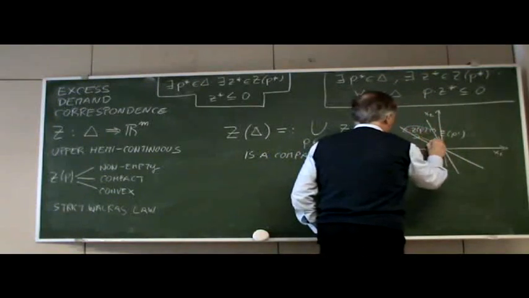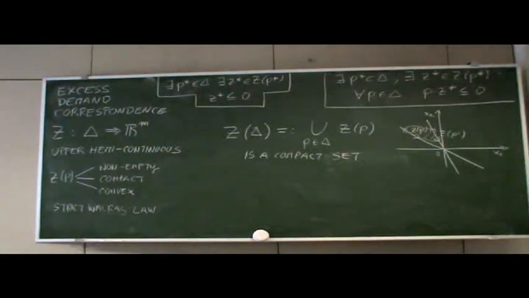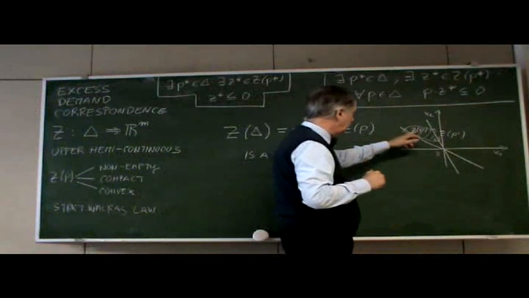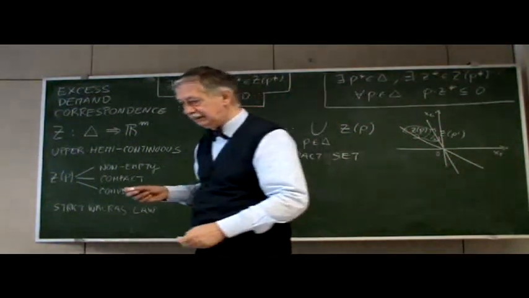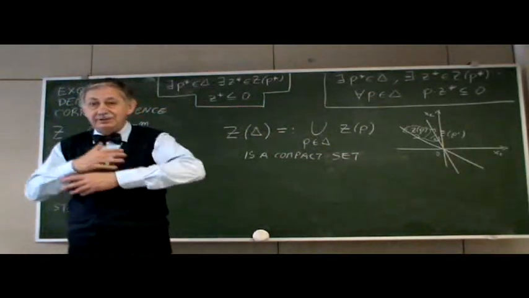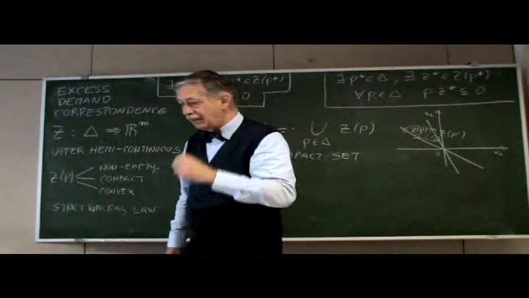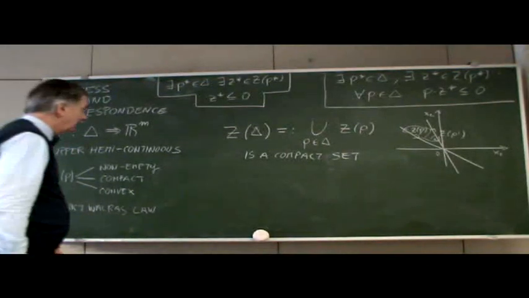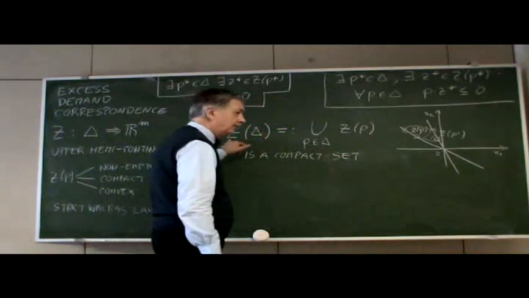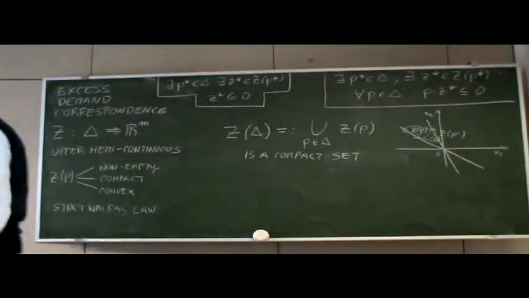The union of all these sets, which is the image by large Z of the unit simplex, is a compact set. If you unite all the images of P by means of Z, you obtain another compact set. This is the graphical representation of this result. Z of delta is the image by means of Z of the entire set delta. In other terms, the union of the single images relative to the different price systems. And this set must be a compact set by the compactness of delta, the compactness of each Z of P, and the upper hemicontinuity of the correspondence Z. I repeat, it is a compact set.